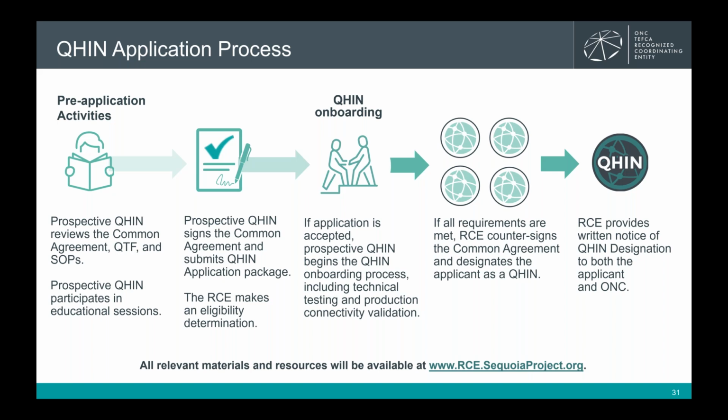The application process will look like this. Again, this will be defined in the onboarding and designation SOP that is soon to be published. We're working on finalizing that now, but it defines the process for a potential QHIN signing the common agreement, working with RCE to go through an application to ensure eligibility. That application is going to be based on the eligibility criteria in the common agreement. So again, definitely take a look at those. And then it moves into an onboarding process, which includes technical testing, validation with a test tool, and then between other QHINs in a stage environment before moving into production for some final production validation, and then receiving official designation and countersigned common agreement.